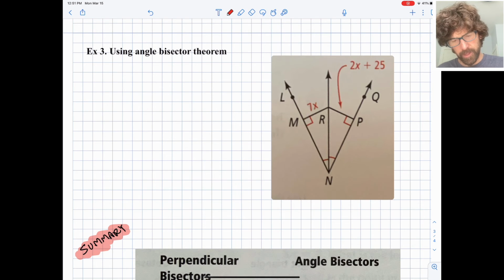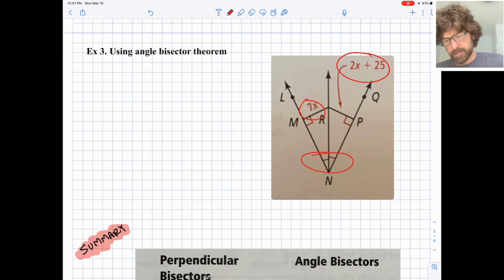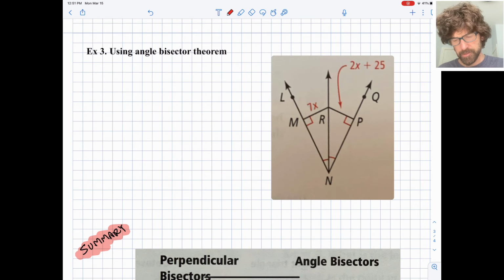What we're given here is an angle bisector. That's what those marks mean around angle N. And we're looking for the lengths from a particular point R on the angle bisector out to the sides of the angle. The angle bisector theorem says that those two segments must be equal in length, or congruent. So we can write out 7x is equal to 2x plus 25.